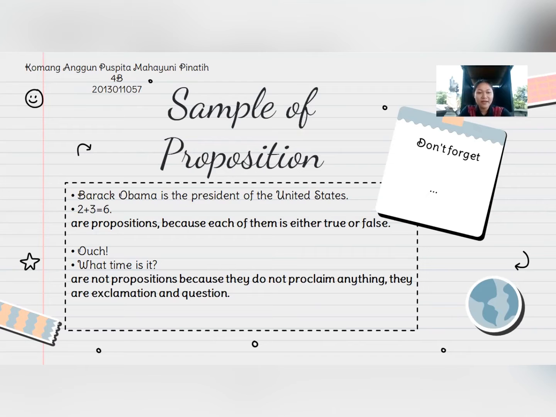I have another example. There are "Ouch!" and "What time is it?" These are not propositions because they do not proclaim anything. They are an exclamation and a question. As I explained before, a proposition is a declarative sentence and statement. So the exclamation and question are not propositions.